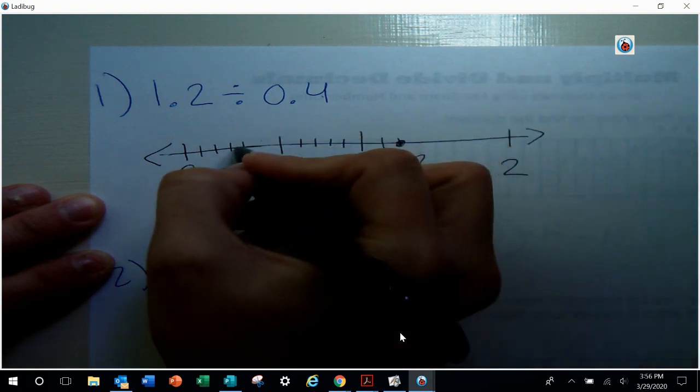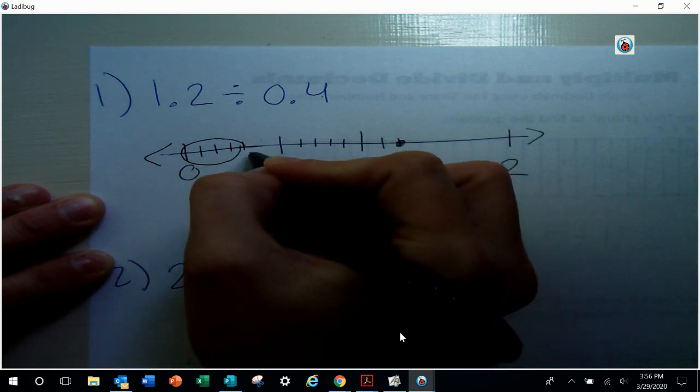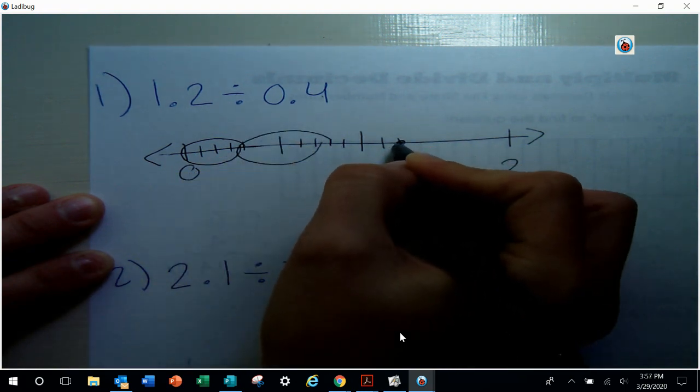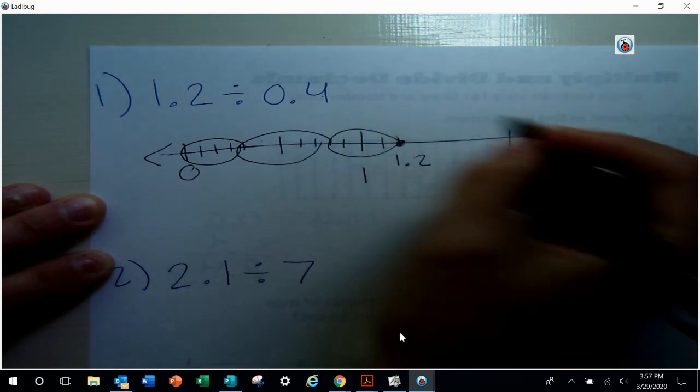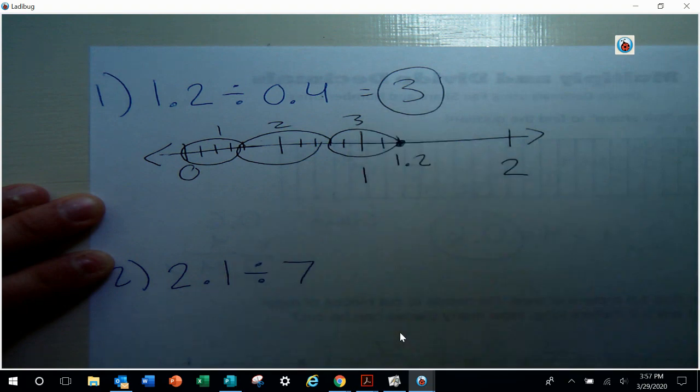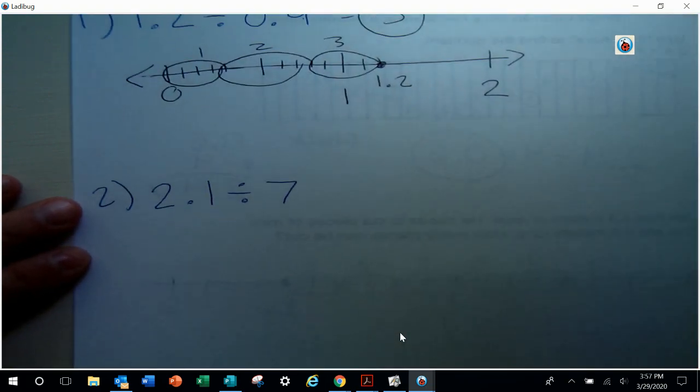Okay. So let's circle our 4 tenths. 1, 2, 3, 4. 1, 2, 3, 4. 1, 2, 3, 4. How many groups was I able to make? I was able to make 3 groups. Okay. I'd like for you to now try number 2.